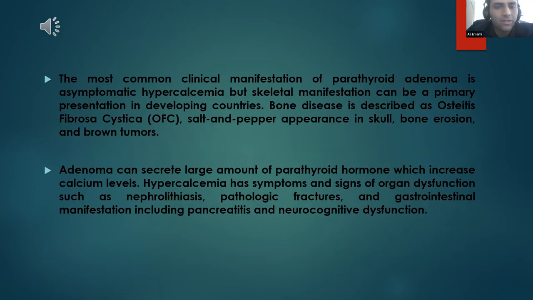The most common clinical manifestation in primary adenoma is asymptomatic hypercalcemia, which means the serum calcium levels are high, but we don't see any symptoms in the person. The skeletal manifestation can be the primary presentation in developing countries, for example osteitis fibrosa cystica and salt and pepper appearance in the skull. Another finding in bone is bone erosions and brown tumors.